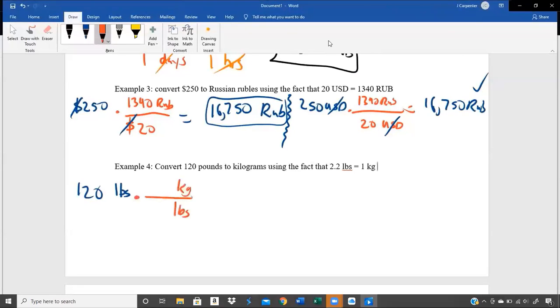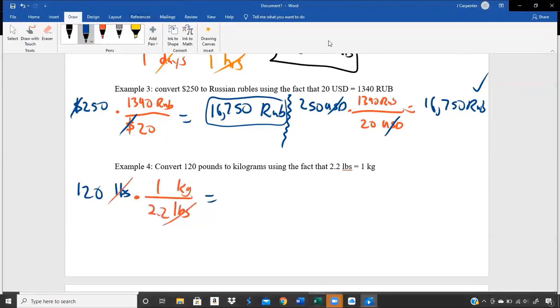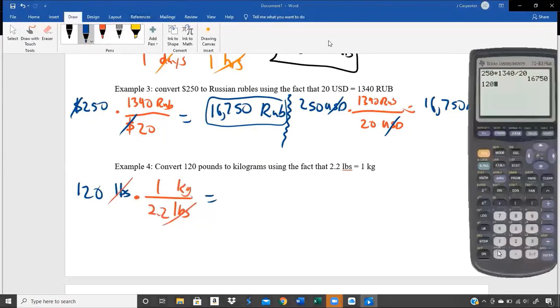It's 1 kilogram, so the 1 goes where? Oh, it's the top. This is what you would be talking yourself through. Then the 2.2 pounds, yep, 2.2 pounds. Everything looks good. Pounds top, pounds bottom cancel. Tops don't cancel with tops. Bottoms don't cancel with bottoms. So 120 divided by 2.2, since that's in the bottom. 120 divided by 2.2. And we get 54.54 when we round to the nearest hundredth.